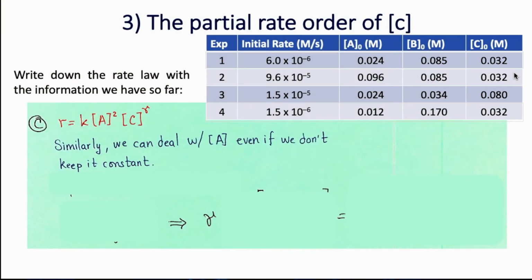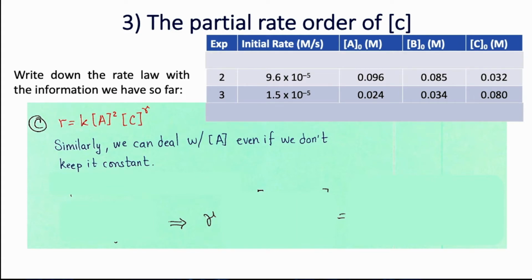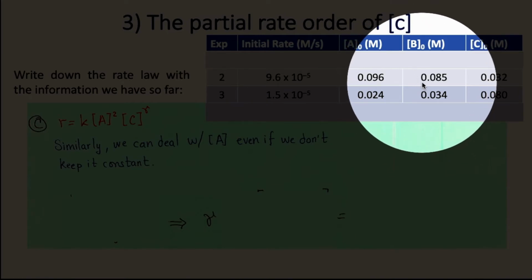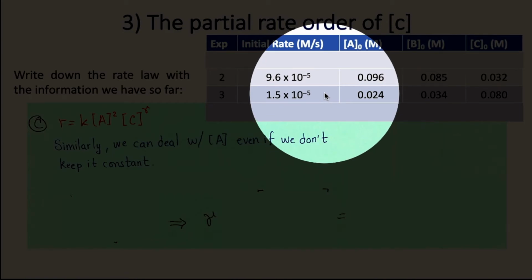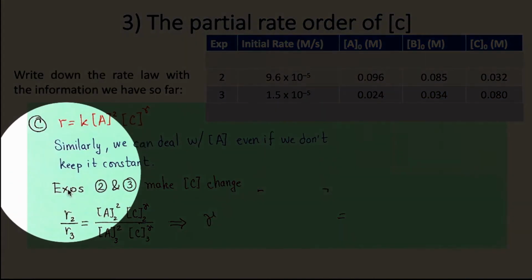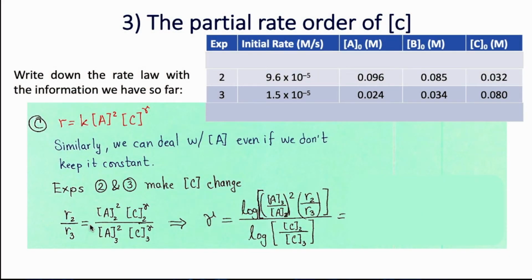So I can take any of those combinations using experiment 3. Let's take 2 and 3. The concentration of C is changing, and the concentration of B is changing, but I don't care, it's independent. And I know what the contribution of the concentration of A is to the change of the initial rate. Okay, let's take experiments 2 and 3. That one makes C change. I take the ratio just as I did before. I write down the expressions, and I'm going to solve for gamma using the log equation.